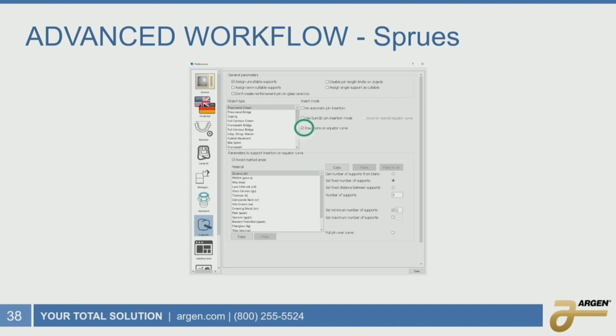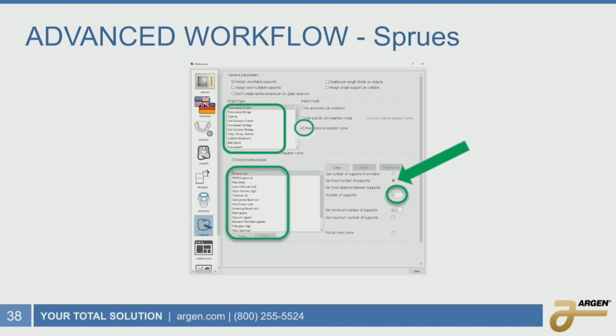So if we click on here, all these options open up. If we want to change specifically for full contour crowns, we only want 2 sprues. Or only for zirconia, we want 2 sprues. Or on full contour bridge work, a maximum of 4 sprues. All of those options can be set there. And right here is where you set your number of supports, and you can also set a minimum number, too.